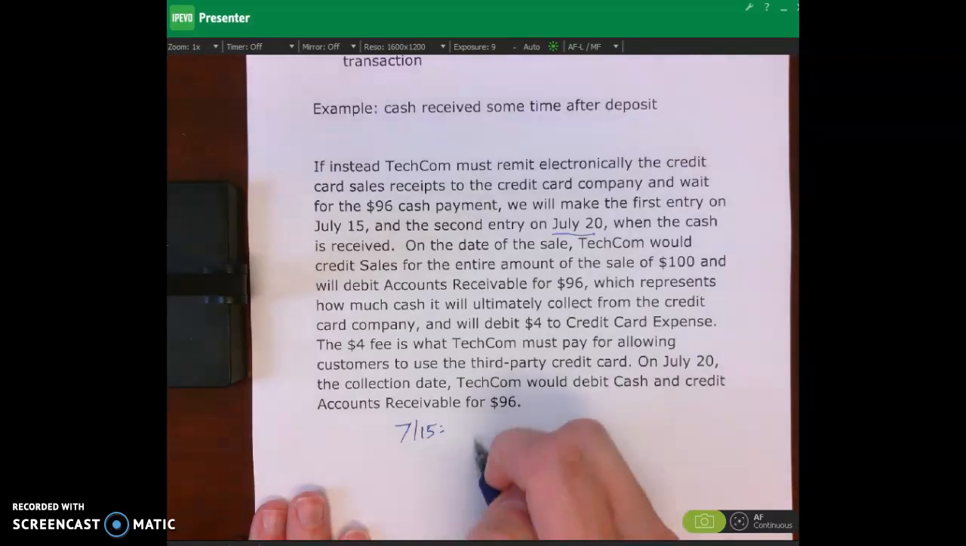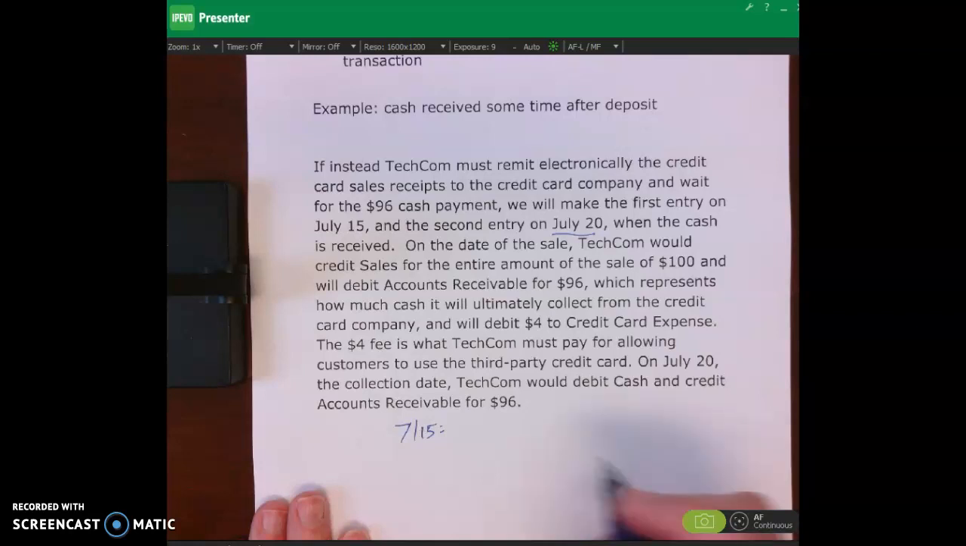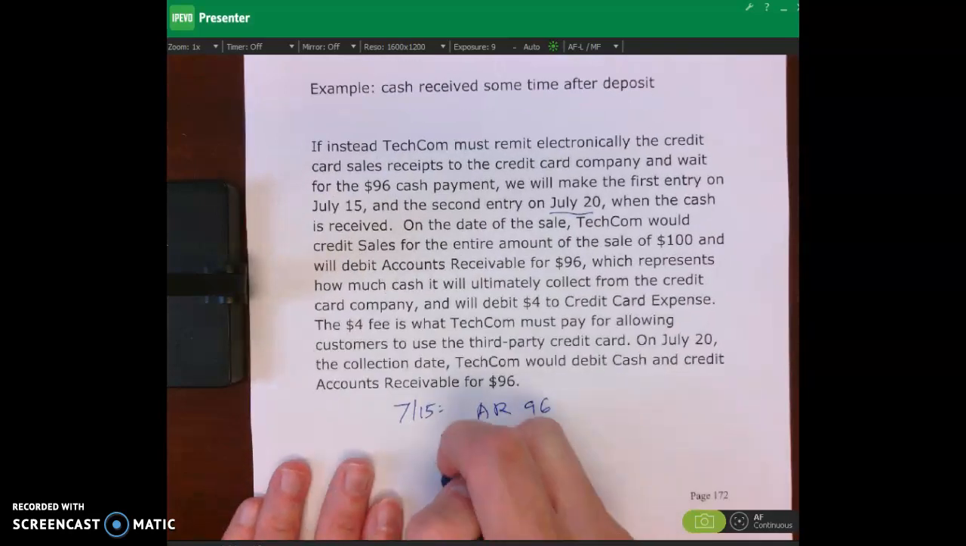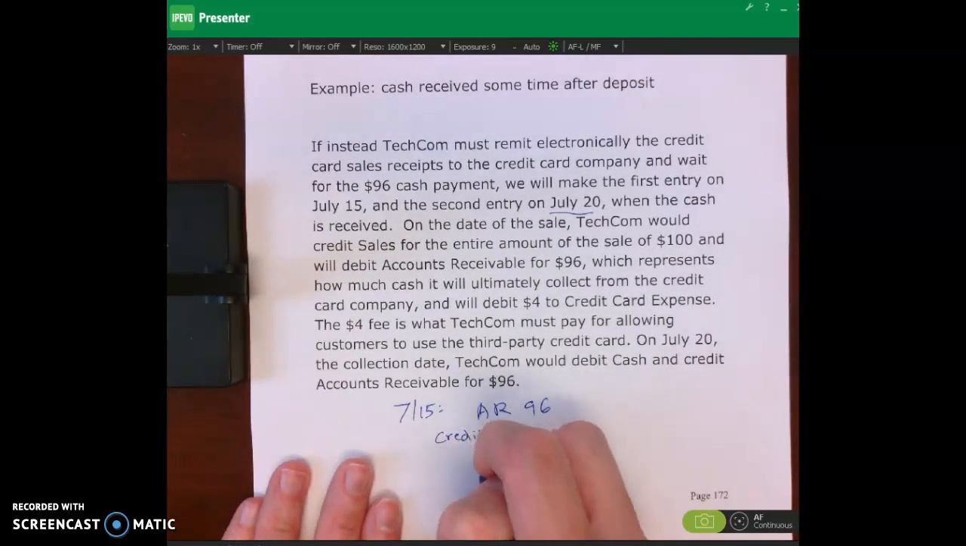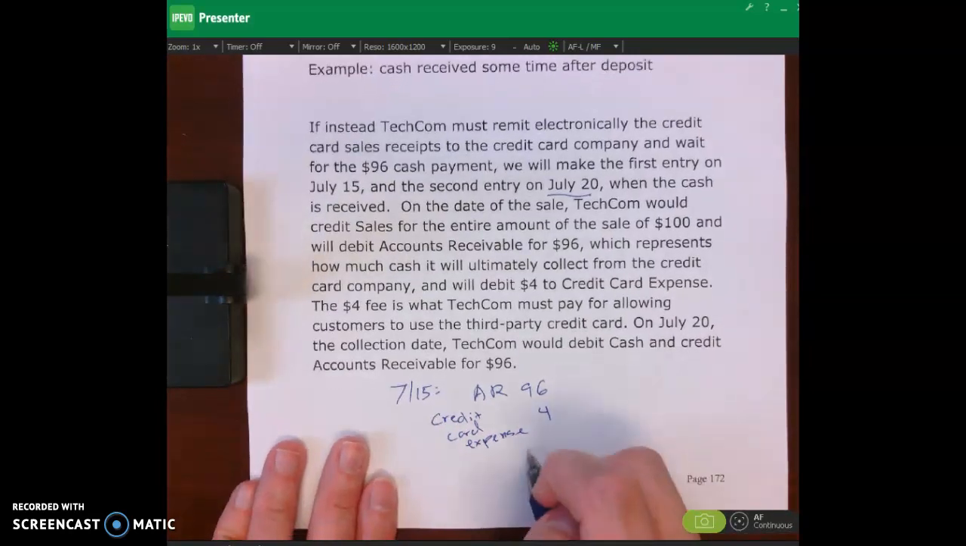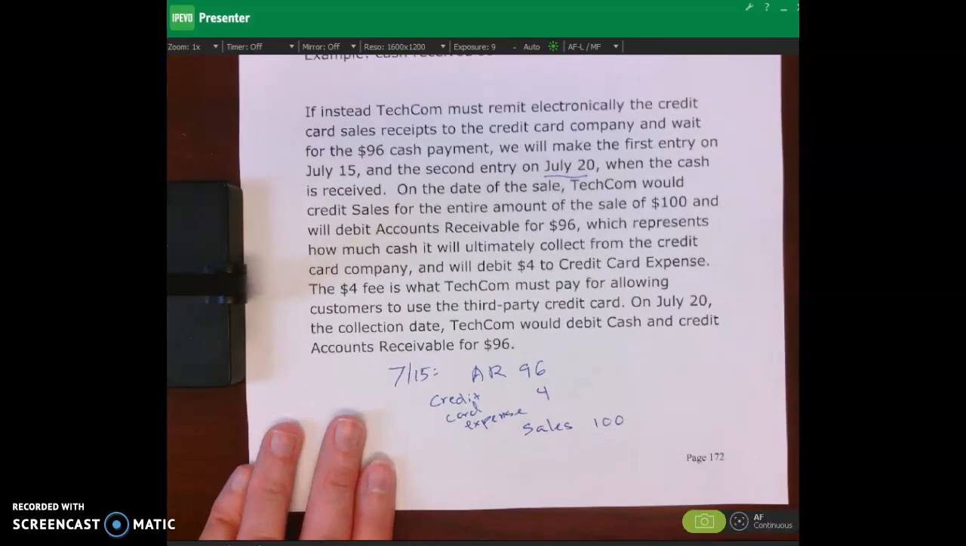So here it's similar to the one where we got cash right away, except we don't debit cash, we debit accounts receivable. So I'll debit accounts receivable for my $96. I will debit credit card expense for $4, and then I will credit sales for my $100. That's on the 15th.